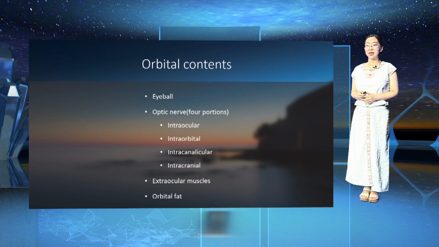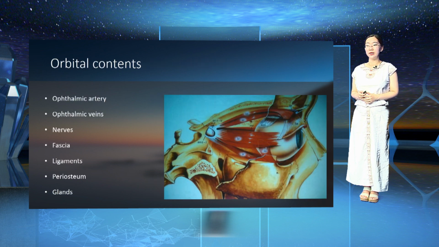The volume of the adult orbit is approximately 30 ml, and the eyeball occupies only about one fifth of the space. Fat and muscle account for the bulk of the remainder. The anterior limit of the orbital cavity is the orbital septum, which acts as a barrier between the eyelids and orbit. In addition, the contents of the orbit also include arteries, veins, nerves, fascia, ligaments, periosteum, and glands.